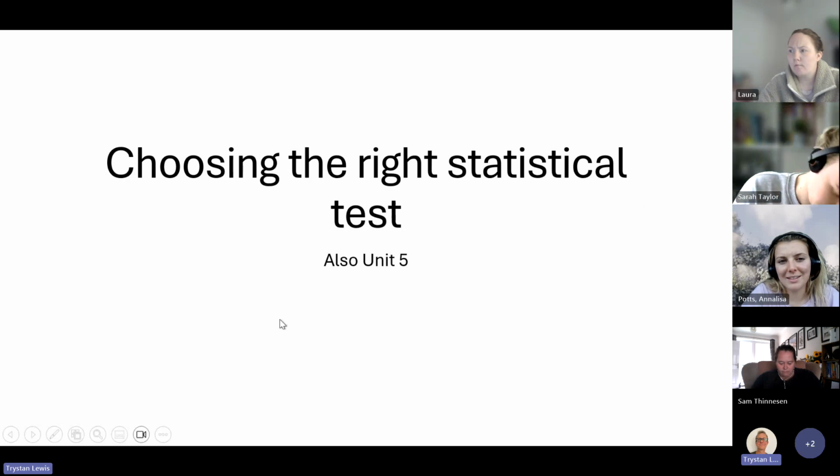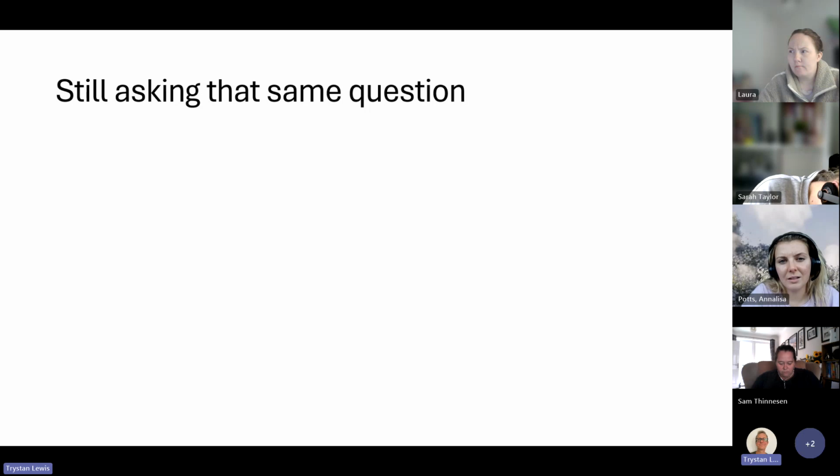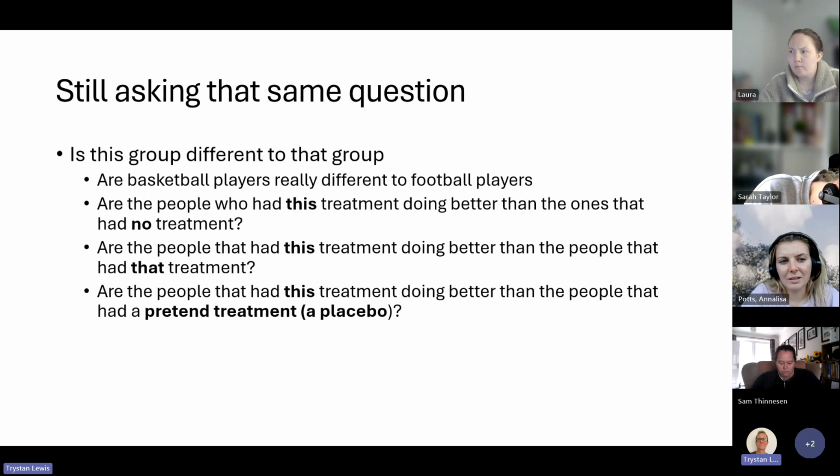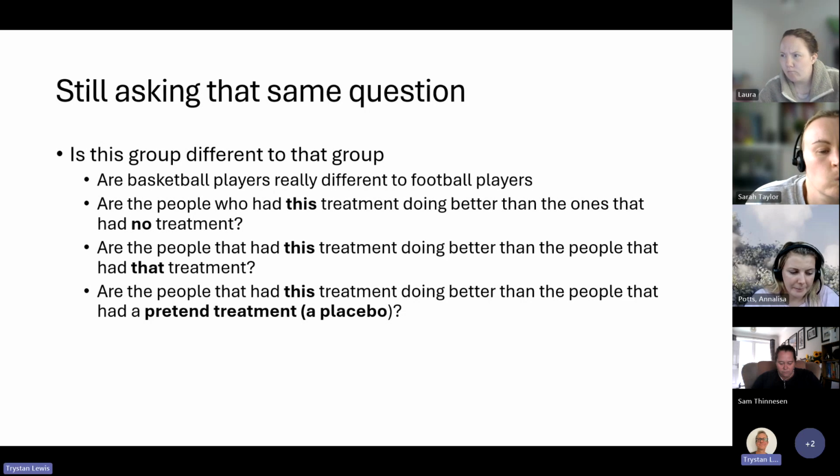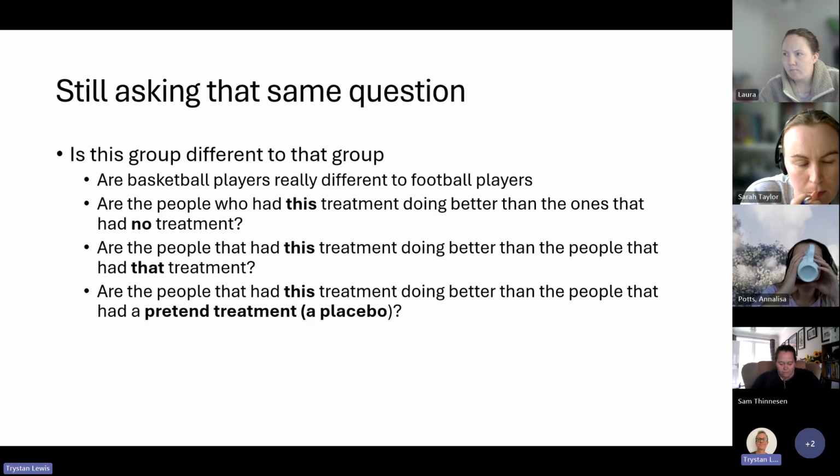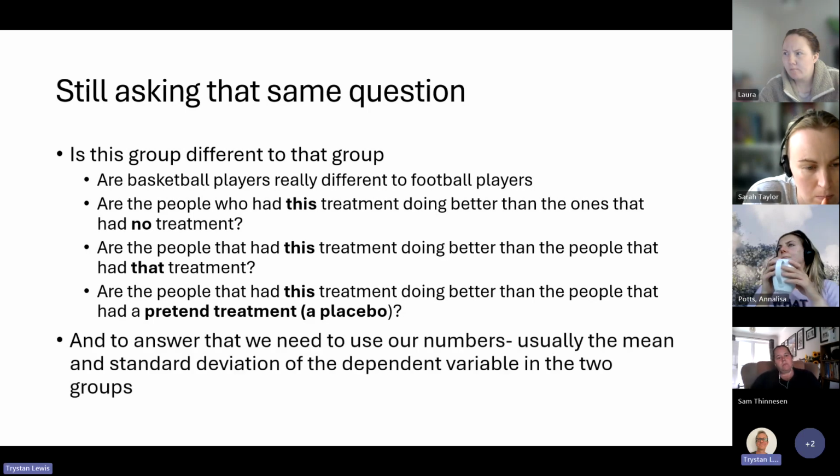And I think actually since I made this, we've done a bit more of this. So this might be okay. We're still asking that same question. And that question might be, is this group different to that group? And I'll just go through it again. Are basketball players different to football players? Are this group who had this treatment better than no treatment? Is this treatment better than that treatment? Etc. That's still the same. Is this group different to that group? And we use our numbers. That's the mean and the standard deviation of the dependent variable, the thing that gives the results.